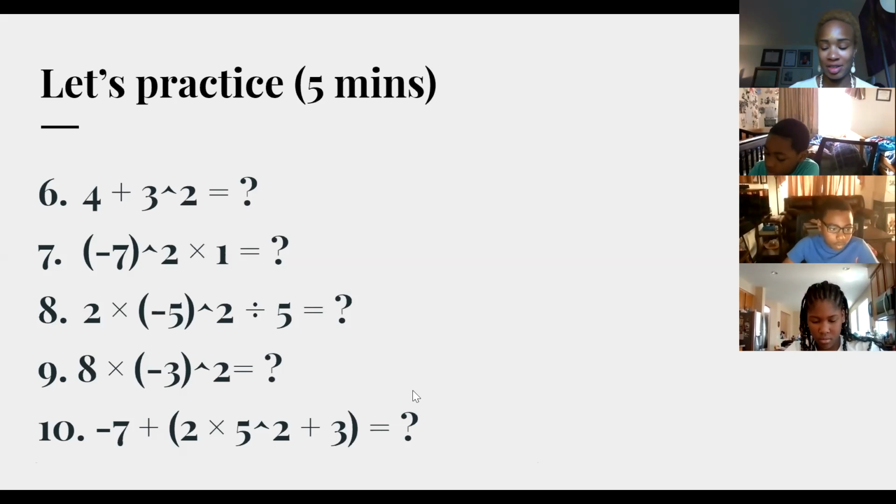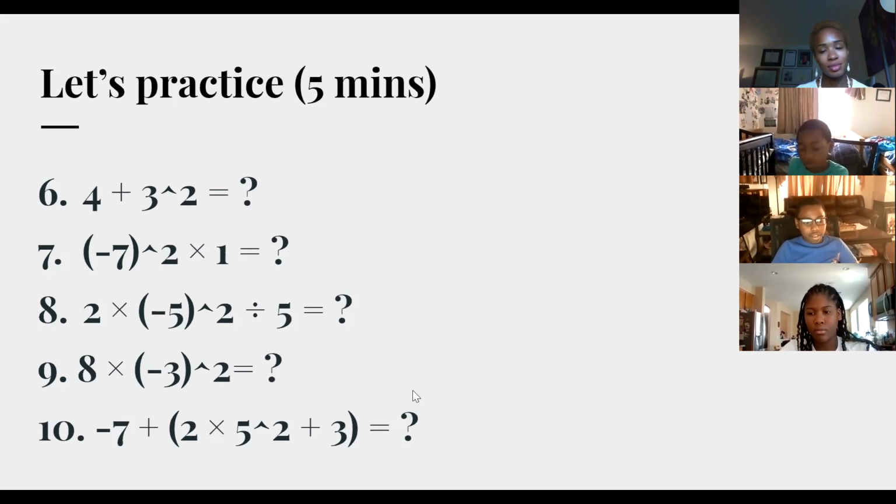Okay, so for number 10, I got 46. So first what I did, I went back to the order of operations from DOS, and exponents came first, so I did that. 5 to the power of 2 was 25, because 5 to the power of 2 was 5 times 5. Then I knew that multiplication came before addition, so I did that. 2 times 25 was 50, and then I added 3 and got 53.